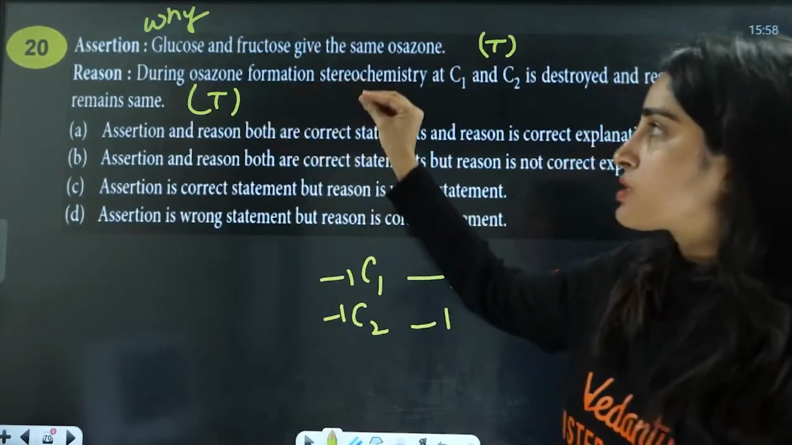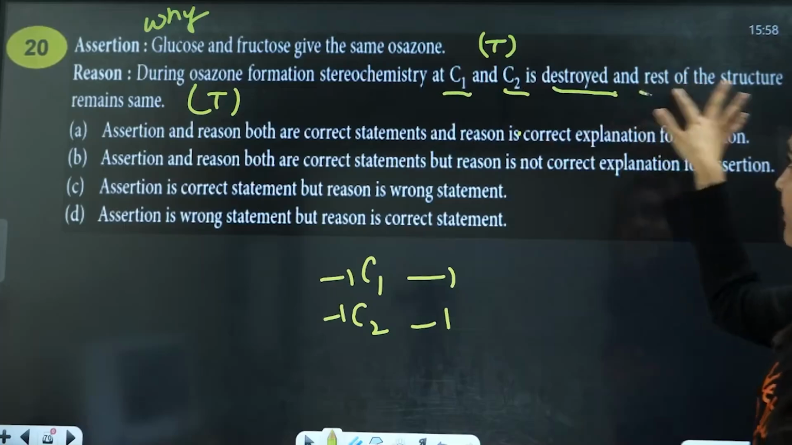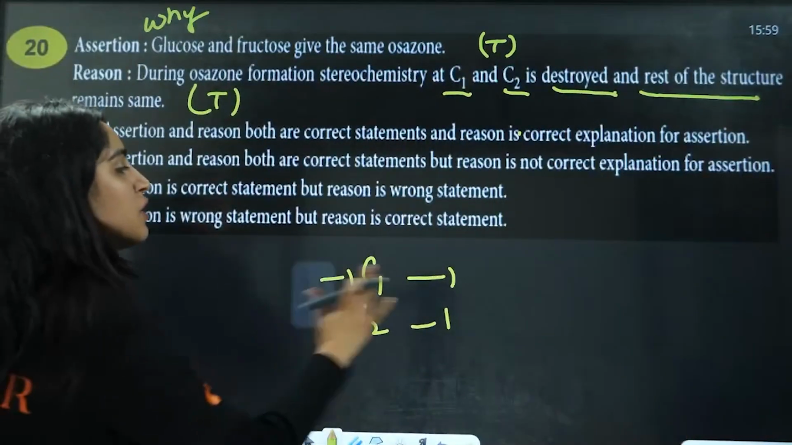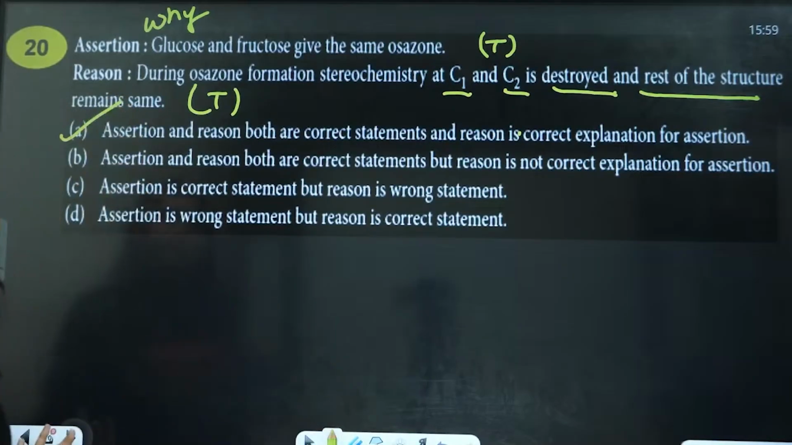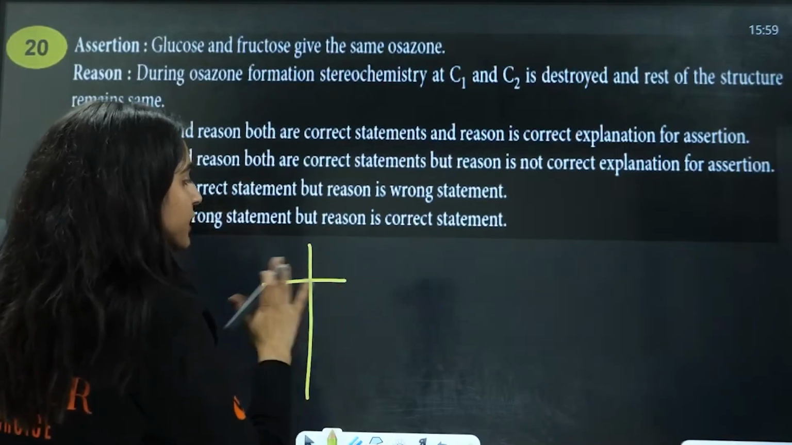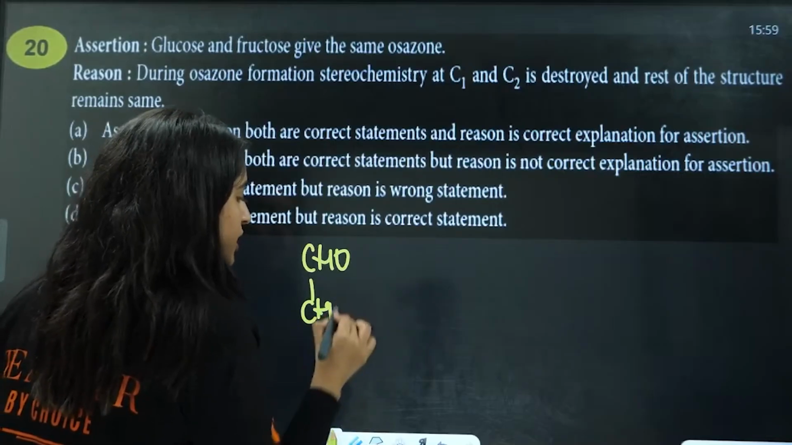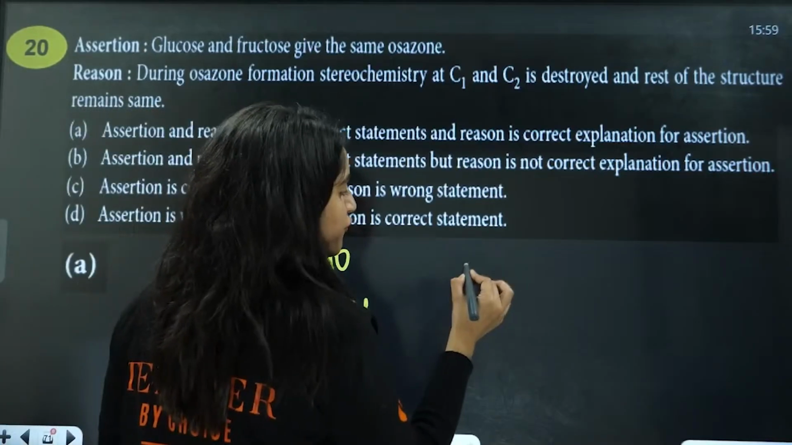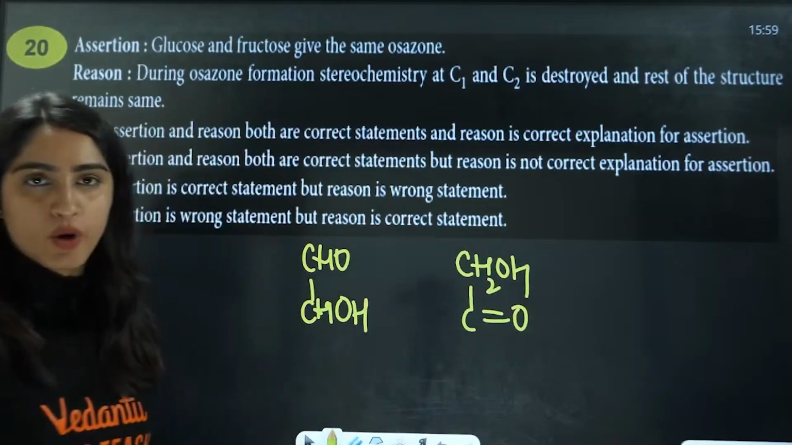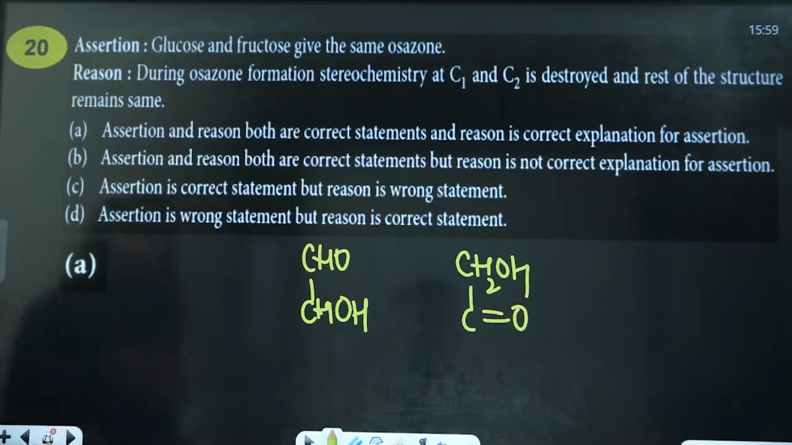And when you ask why glucose and fructose give the same oxazole, this will be the explanation: during oxazole formation, the stereochemistry of C1 and C2 is destroyed and the rest of the structure remains the same. So A is going to be the correct answer here. In case of glucose, this CHO and this CHOH are going to be destroyed. And in case of fructose, this CH2OH and this C double bond are going to get destroyed. Both will be converted.